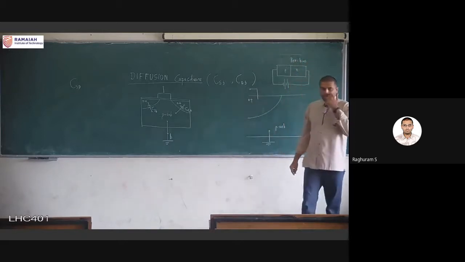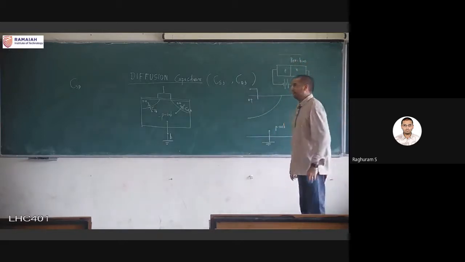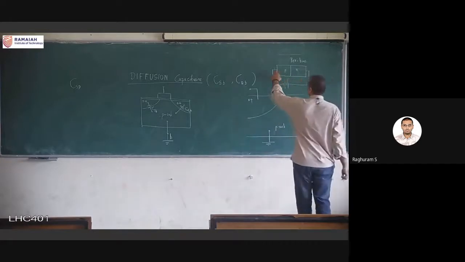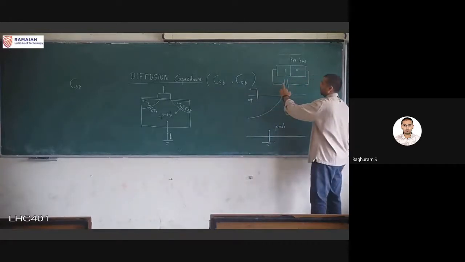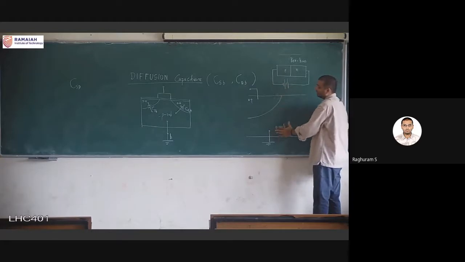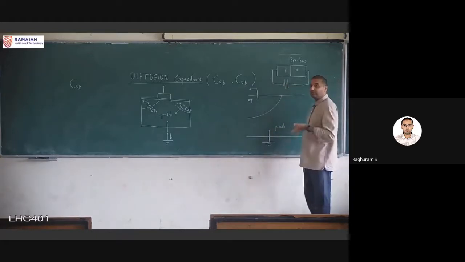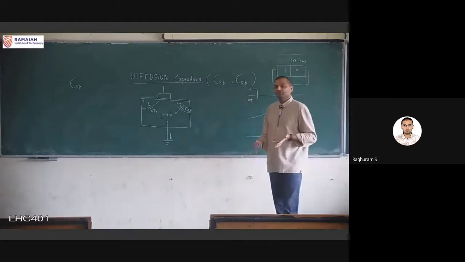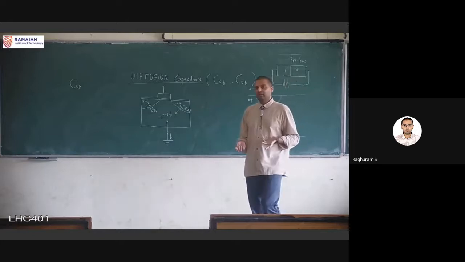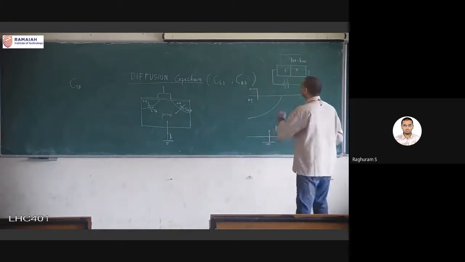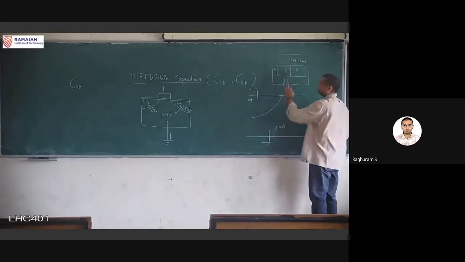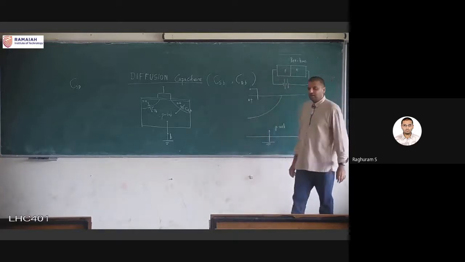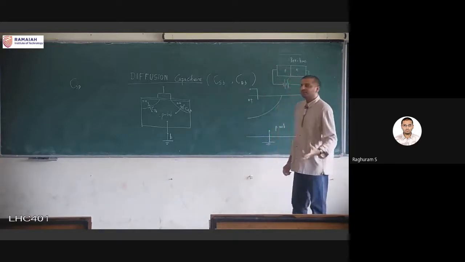PN junction, and I have connected this to a negative terminal. Here also it is the same, because in my condition 0 is the most negative value I can get. So I have actually connected it. So this and this is the same. Now you have to remember what happens when you reverse bias a PN junction.